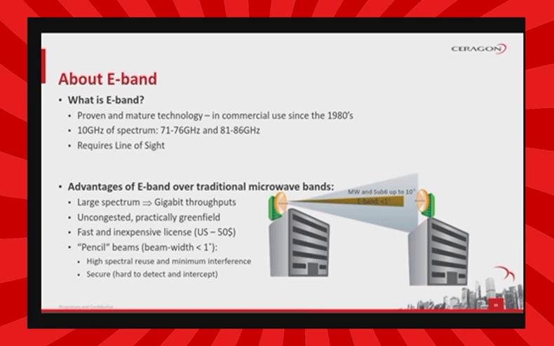Advantages of E-band over traditional microwave bands. It utilizes a large radio spectrum, easily producing gigabit throughputs. It is uncongested, still practically new worldwide, with operators just understanding how to utilize it. It has fast and inexpensive licensing, with smaller costs than traditional microwave channels. Due to the pencil-width characteristic of the beam, with beam widths smaller than 1 degree, it offers a high spectral reuse with minimum interference, and it is more secure, being harder to detect and intercept.